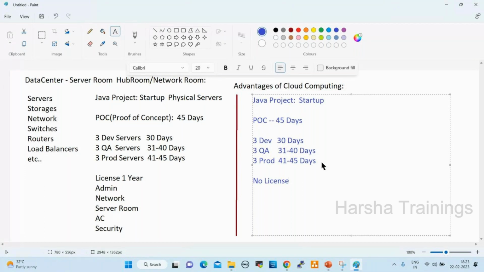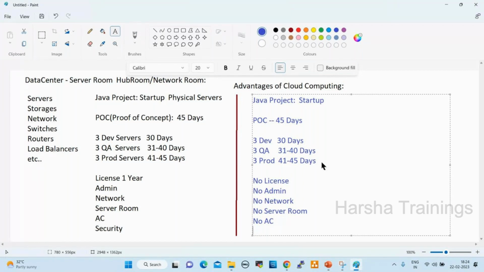Now, no admin is needed here to configure servers because cloud engineers will configure the servers. No need to recruit any admins. No network needed; the cloud vendor will take care of the network calls. No server room. The vendor will take care, AWS. No central AC or servers here. No data center security. They will take care, so everything will be taken care of by the cloud vendor only.